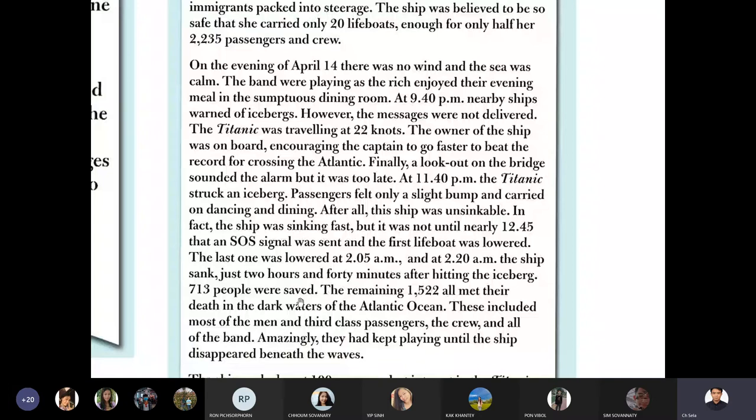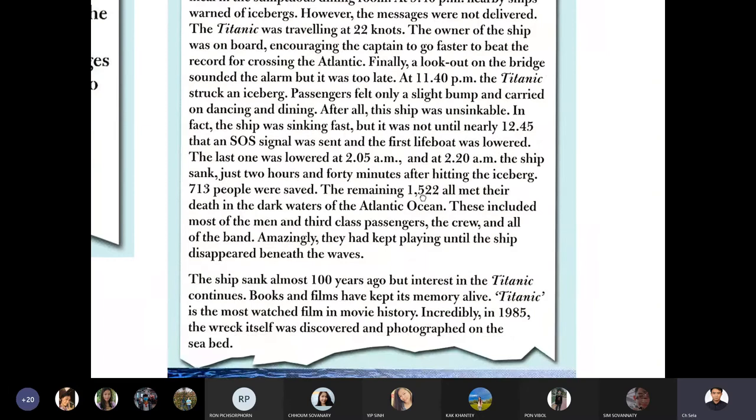713 people were saved. The remaining 1,522 all met their death in the dark waters of the Atlantic Ocean. This included most of the men and third-class passengers, the crew, and all the band. Amazingly, they had kept playing until the ship disappeared beneath the waves. The ship sank almost 100 years ago, but the interest in the Titanic continues. Books and films have kept its memory alive. Titanic is the most watched film in movie history. The wreck itself was discovered and photographed on the seabed in 1985.